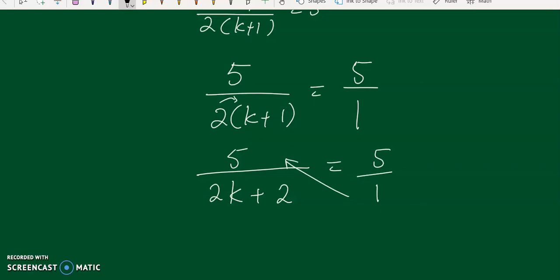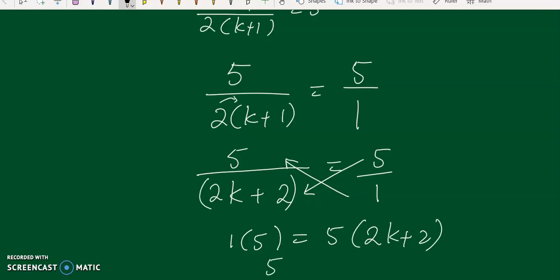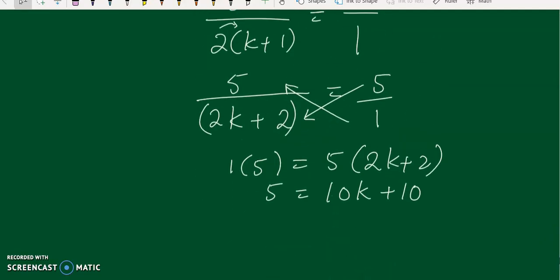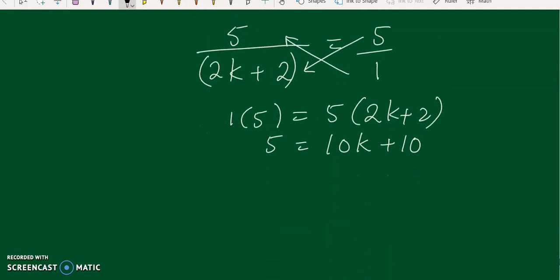Now we can cross multiply 1 with 5 equal to 5 multiplied with 2k plus 2. Now here we get 5 is equal to, when we open this bracket, we get 10k plus 10. Now we will simplify it further. Look, this 10 will go to the other side and will be subtracted. So we get minus 10 and 10k is left over here.